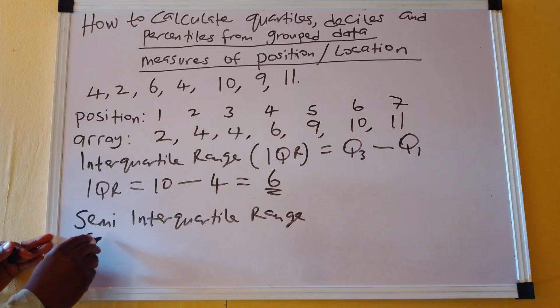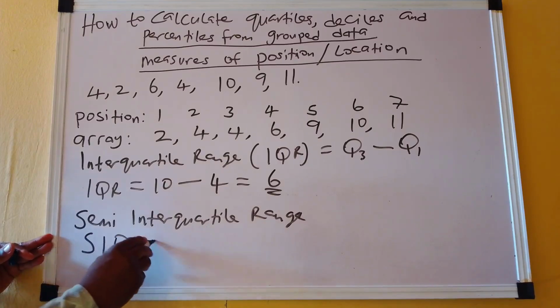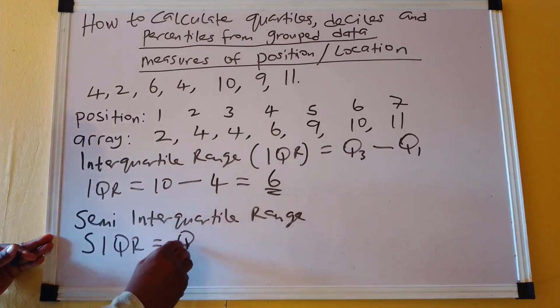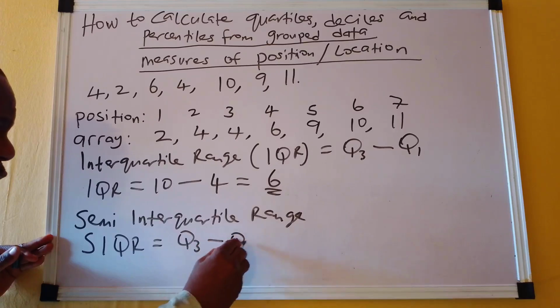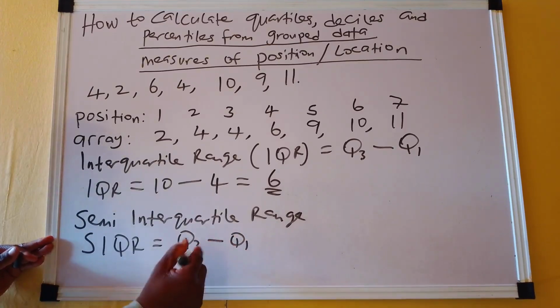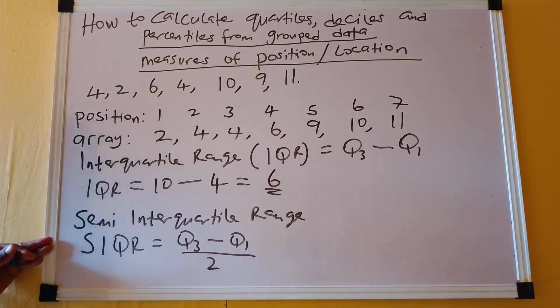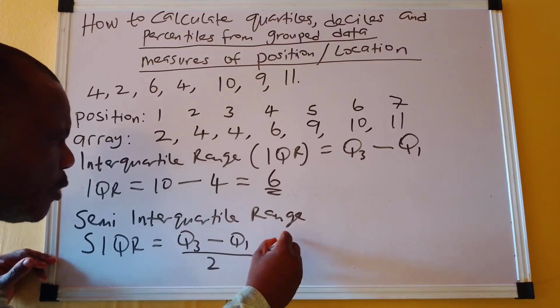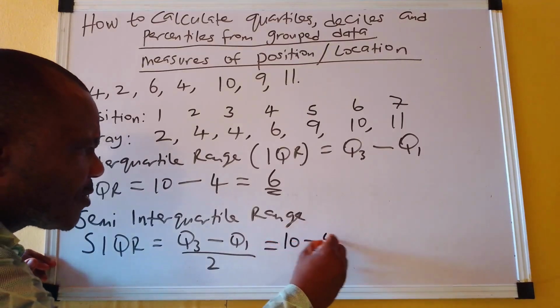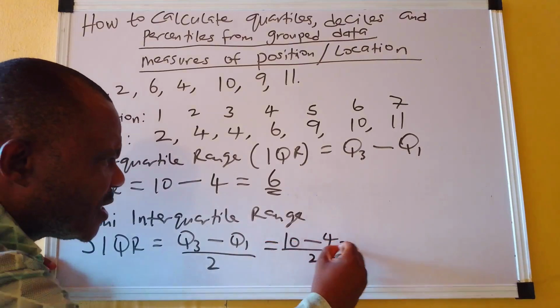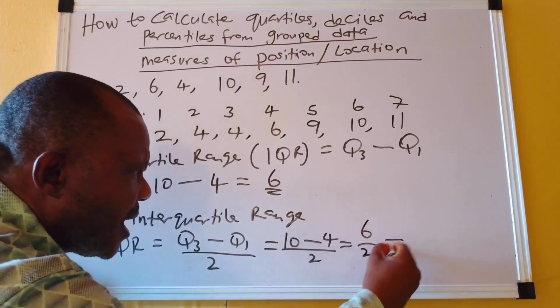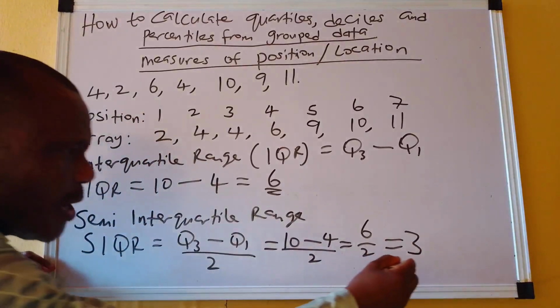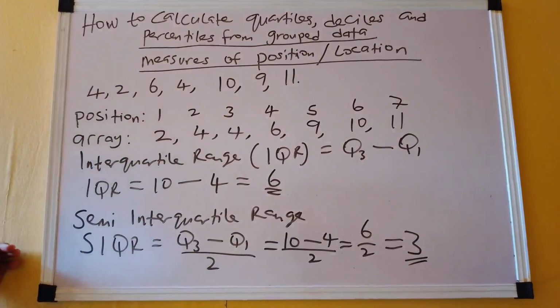And it's written this way: SIQR, and that is given as Q3 minus Q1, that is the third quartile minus the first quartile, all over 2. That will now be equal to 10 minus 4 all over 2, which is equal to 6 all over 2, and is equal to 3. So our semi-interquartile range is 3 for this data set.